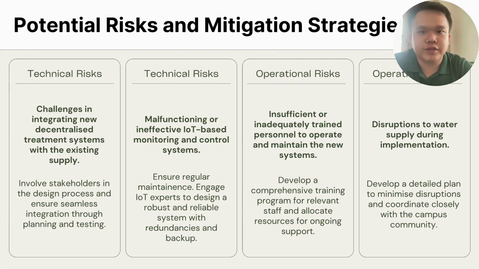So now I will proceed to the potential risk and the mitigation strategy. So we have four potential risks. The first is the technical risk. So the technical risk will be the challenge in integrating the new decentralized treatment system with the existing supply. Second of the technical risk is the malfunctioning or ineffective IoT-based monitoring and control system.